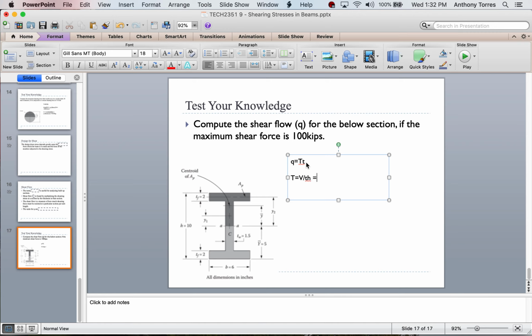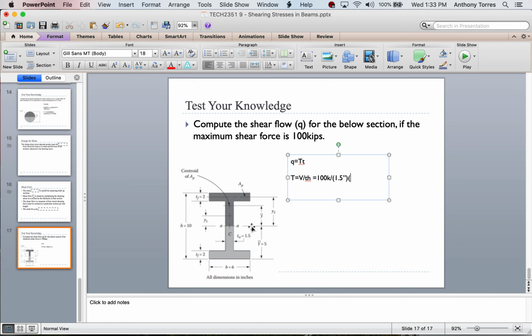If I know what that is, V is the 100 kips divided by the thickness. Now what thickness? Okay, that's maybe the tricky part. Maybe it's the 6 inches for the web, or for the flange here, or the 2 inches there. Well, where is shear maximum? Earlier I said it's in the middle right here where the neutral axis is. So it must be that thickness, which is 1.5 inches.